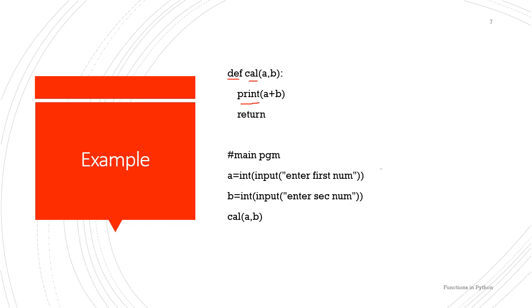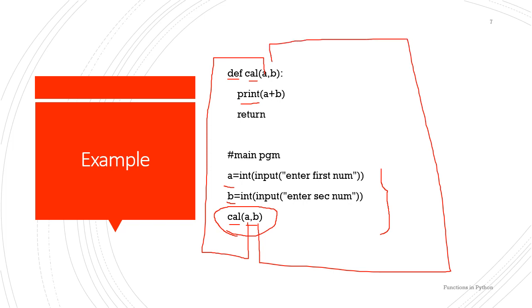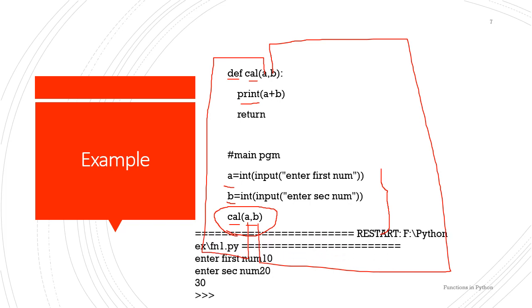And in the main program we are accepting values into the variables a, b, and this is the function call. We are calling the function by specifying the function name and passing parameters. So the value in the variable a will be passed to the first parameter, and the value in the variable b will be passed to the second parameter in the function definition. So in effect, this program is accepting two values, using a function, and printing their sum.